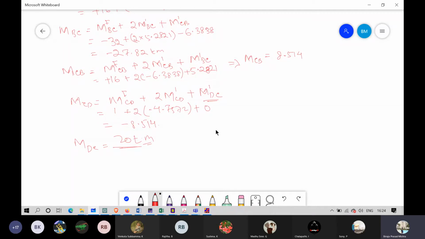So the original structure is like this. Let us first draw the structure, then it will be easier for us to tell the values. This is the fixed end, followed by a hinged end, another hinged end, and another hinged end. This is A, B, C, D.